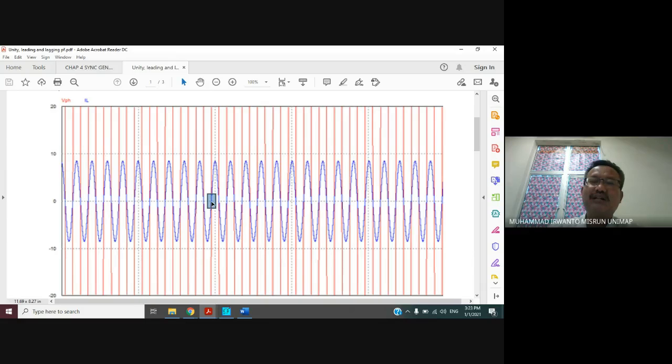They appear together. If they appear together, meaning this one is unity, or in phase, meaning the cos theta power factor is unity. Usually the type of load of the synchronous generator is resistive load. Resistive load, this one.